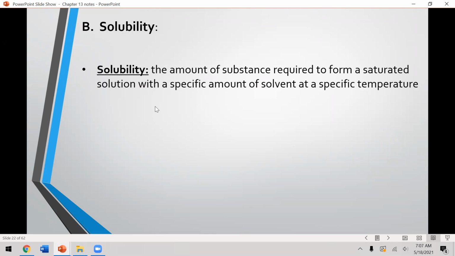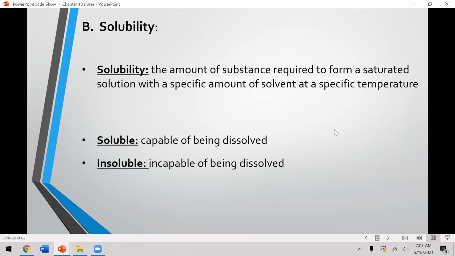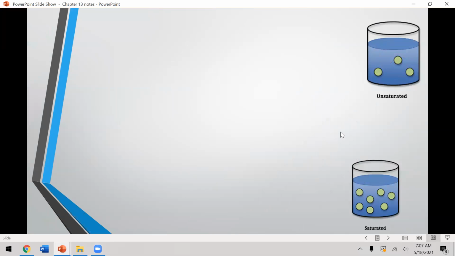So what is solubility? Solubility is basically the amount of substance that's required to form a saturated solution with a specific amount of solvent at a specific temperature. And soluble is basically just how capable is something of being dissolved. So in chapter 14, we talk about insoluble versus soluble. Soluble meaning how capable it is of being dissolved, and insoluble how incapable it is of being dissolved.